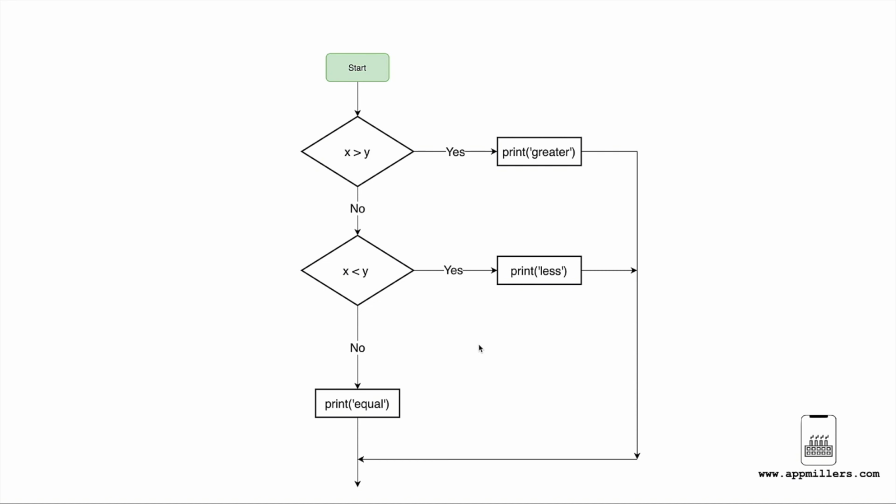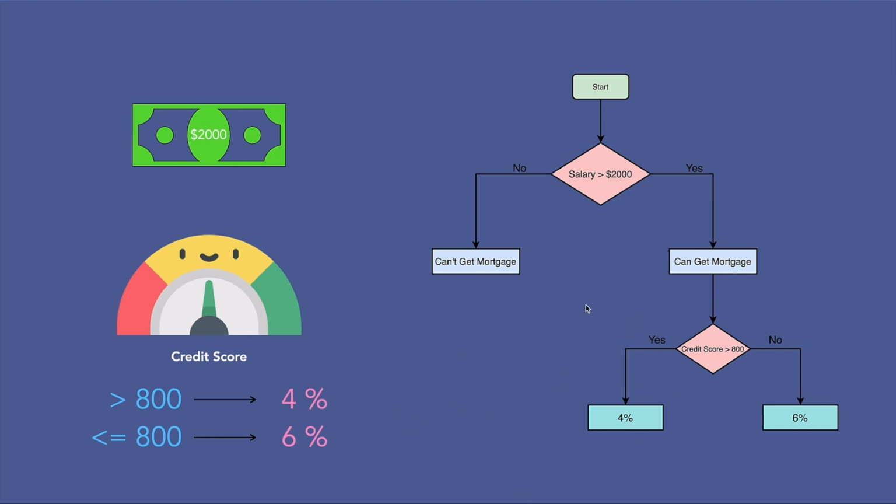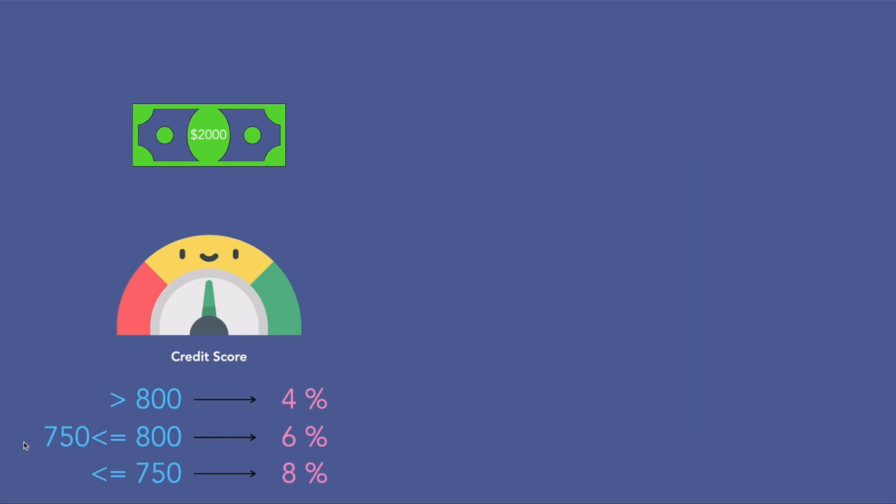Now let's see how this works in practice. If we go back to the mortgage calculator that we created before, as you remember, we added credit score as a nested if else statement. Now let's say that when we check the calculation of interest rate, we see that there is one more condition we need to take into account. Our condition will be like this. If the credit score is greater than 800, the interest rate will be 4. If the credit score is greater than 750 and less than or equal to 800, the interest rate will be 6, and if it is less than 750, it is going to be 8.